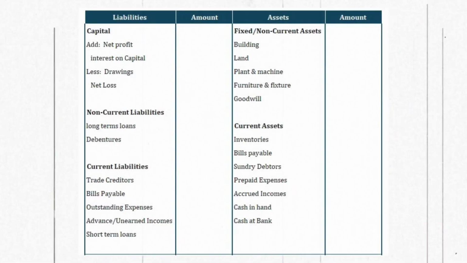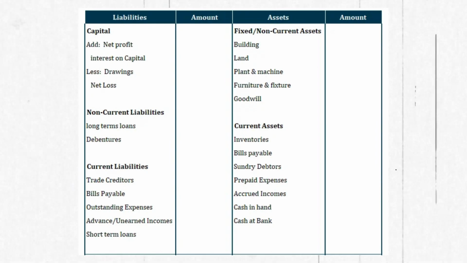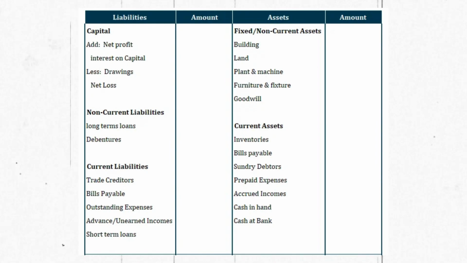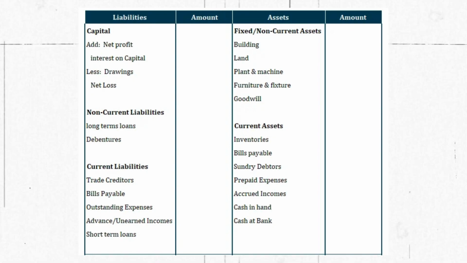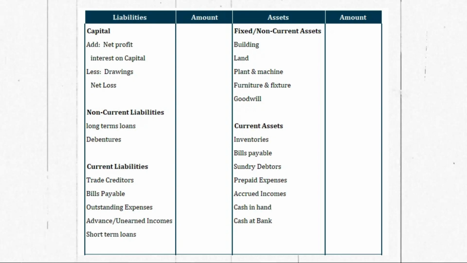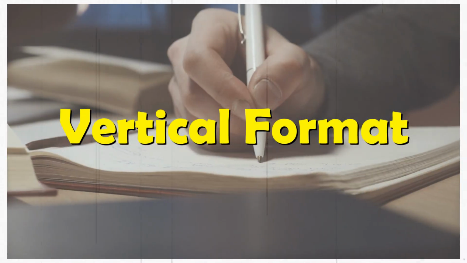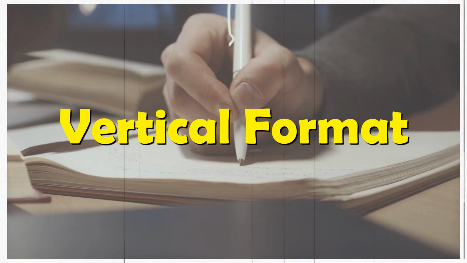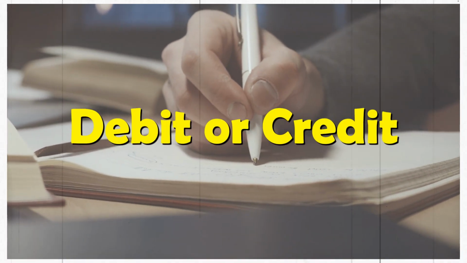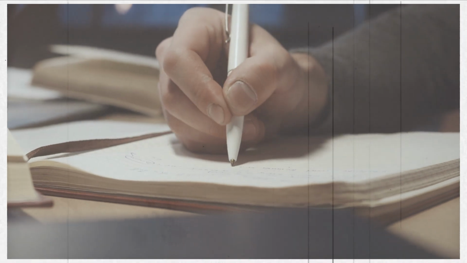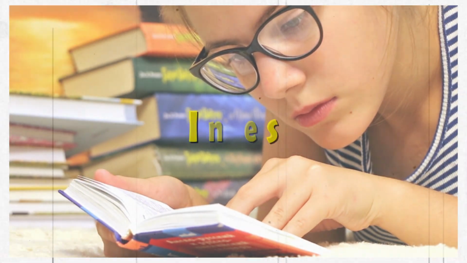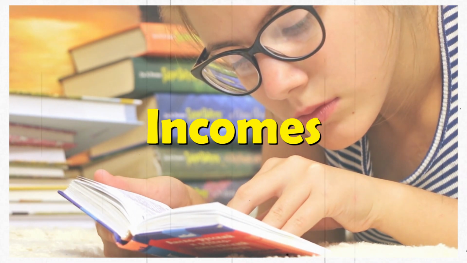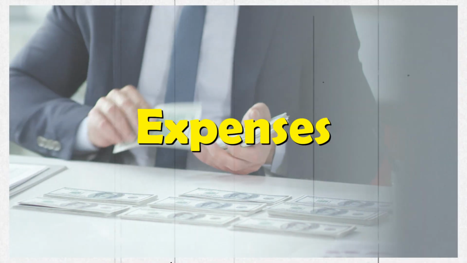Okay, so earlier it was a horizontal format where we used to record the expenses on the debit side and incomes on the credit side. Now, in this one, it is a vertical format. What is the meaning of vertical format? Here, there won't be two sides. There won't be any debit or credit. It will be a full-fledged top to bottom approach, where the first thing which will appear is the incomes, and after that we will deduct all the expenses and we will get the profits.